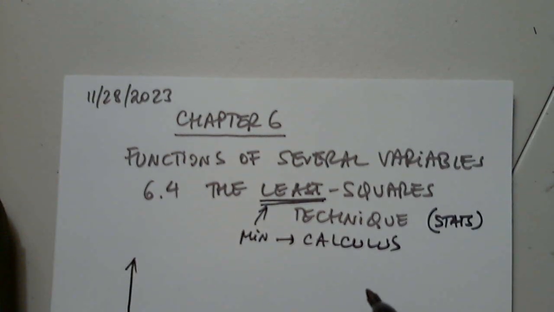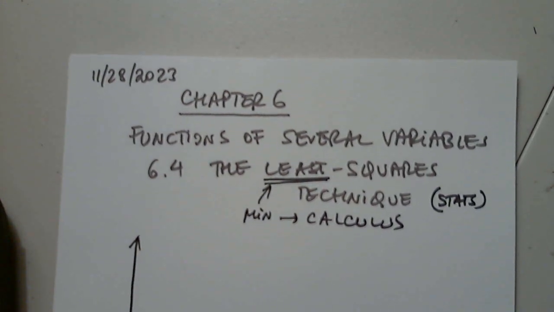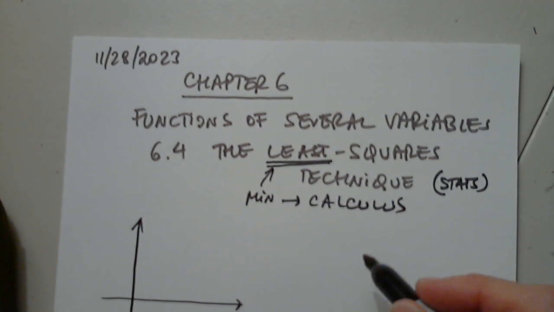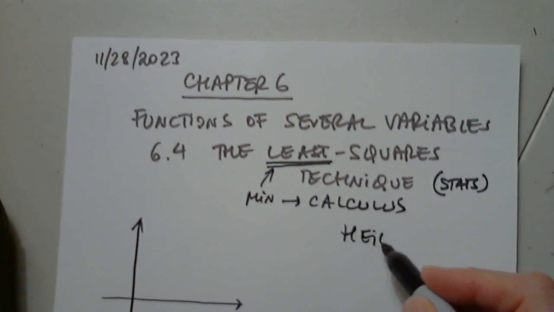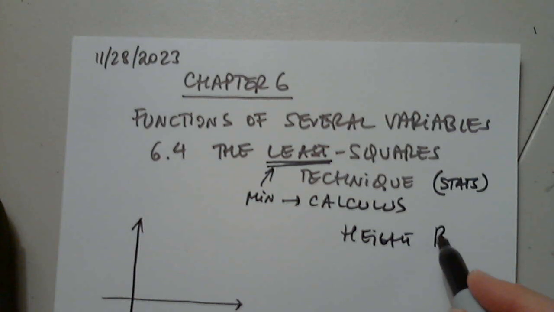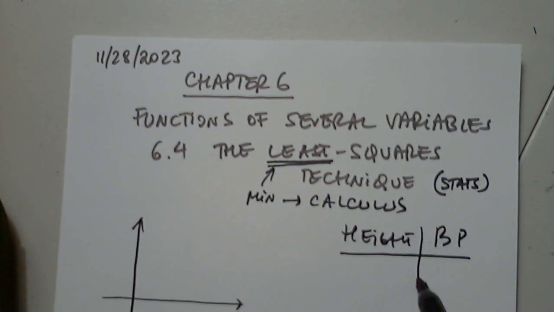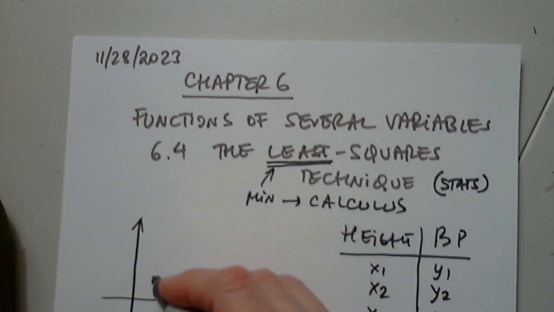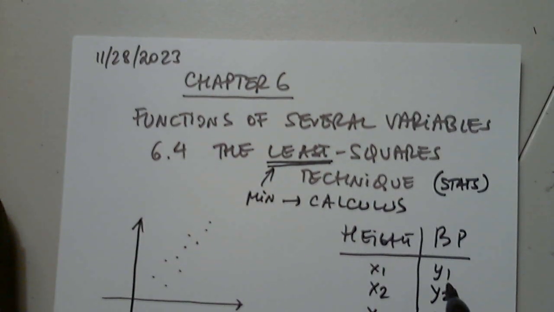So let's suppose I measure everyone in this class. Let's say I measure your height and blood pressure. So the first person has x1, y1. The second person has x2, y2. The next person has x3, y3, and so on and so forth. And let's say I plot these points. x1, y1 is this point. x2, y2 is this point, and so on and so forth.